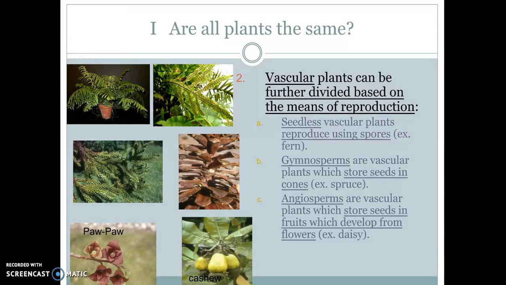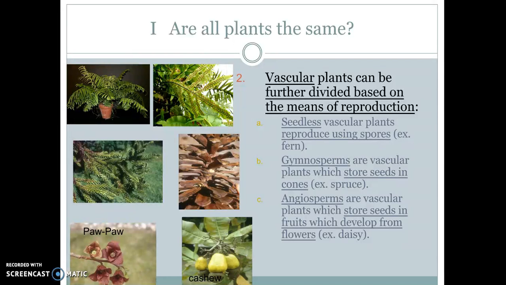Vascular plants can further be subdivided by their means of reproduction. We've categorized plants into these two main categories, vascular and non-vascular. Now we're going to break down vascular into different categories for reproduction. Seedless vascular plants reproduce using spores. If you flip over a fern, and you can see this in the top right picture, they're going to have little spores on the bottom side of their leaves.